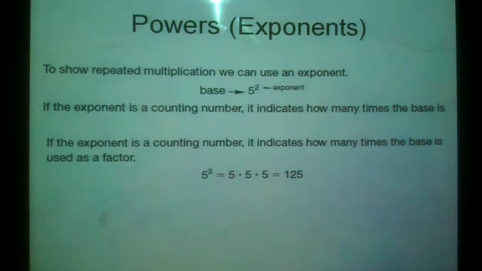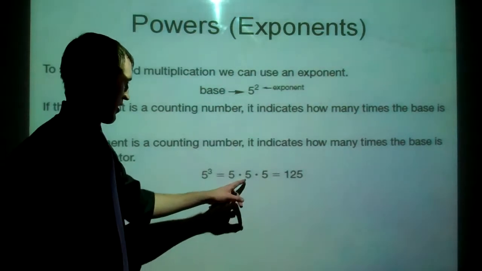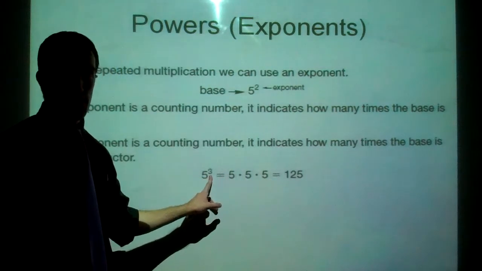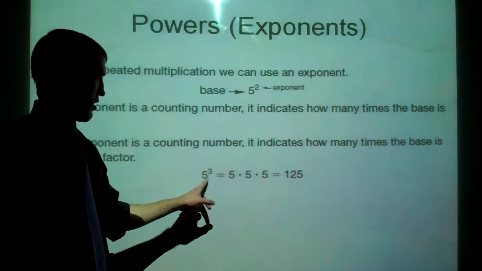So if we look at this, we have 5 to the third power. That means 5 times 5 times 5, and we get 125. So once again, 5 times 5 times 5, because we have 5 to the third power.